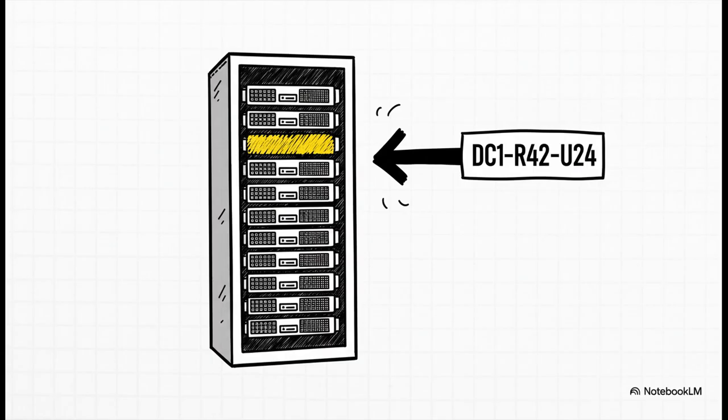And that's where the rack location feature is so powerful. It instantly translates that code for you. You know right away that device is in Data Center 1, Rack 42, Unit 24. No more hunting around. During an outage, when every single second counts, that's a game changer.